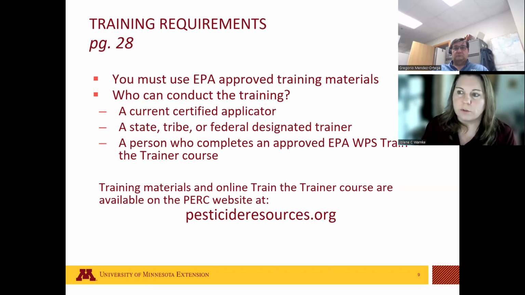But also, if you just don't have access to either one of those individuals, you can have a person complete an approved EPA WPS Train the Trainer course. And that can be a safety officer, an HR individual, a lead supervisor. It doesn't have to have an authority figure attached to it, but a person who completes the Train the Trainer course is also qualified to provide the training. And you can find these training materials and the online Train the Trainer course at the PERC website, which we'll dive into a little bit more, but that website is pesticideresources.org.